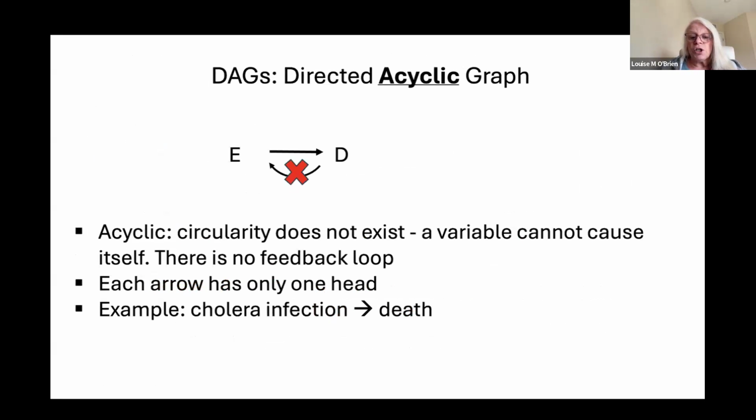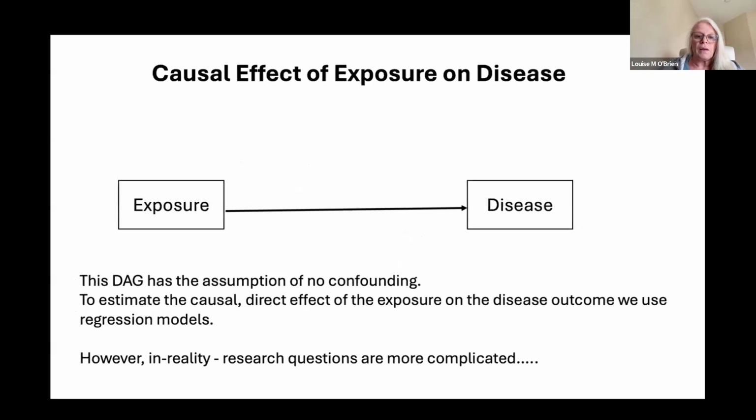Acyclic because circularity does not exist, right? A variable cannot cause itself. There is no feedback loop in this situation. Each arrow only has one head pointing in the direction of, kind of, time, if you like. So the effect of exposure on disease.